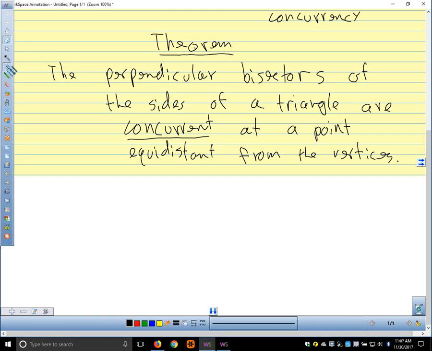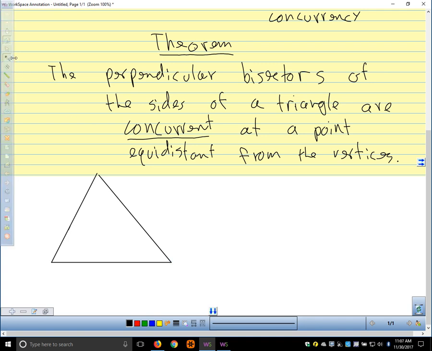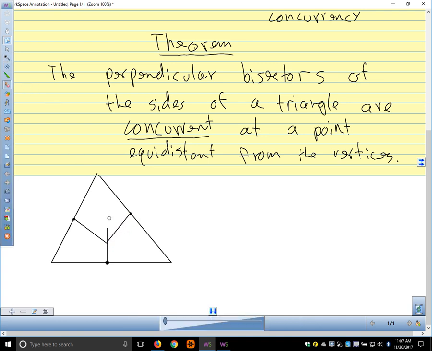So let's draw a picture. So we have a triangle, and I'm just doing this by eye here. I'll show you how we do the construction in just a second. We're going to construct the perpendicular bisectors of the sides of the triangle. So I'm going to say this is about halfway, that's about halfway, that's about halfway. And I'm going to draw these in, and then I'm going to erase. So that's pretty close. So we're saying that all of the perpendicular bisectors meet at a single point.